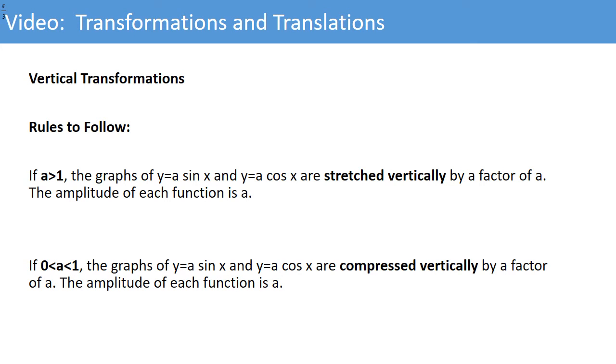The second scenario, if 0 is less than A, which is less than 1, the graphs of y equals A sine x and y equals A cos x are compressed vertically by a factor of A. Compressed, of course, means get smaller, stretch gets bigger. The amplitude of each function is A.